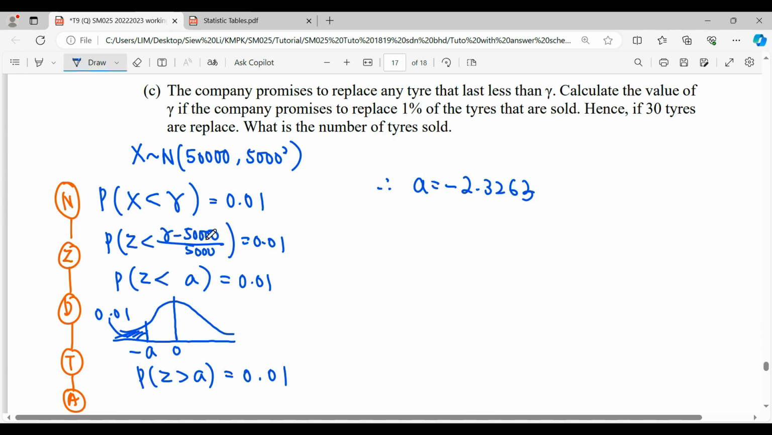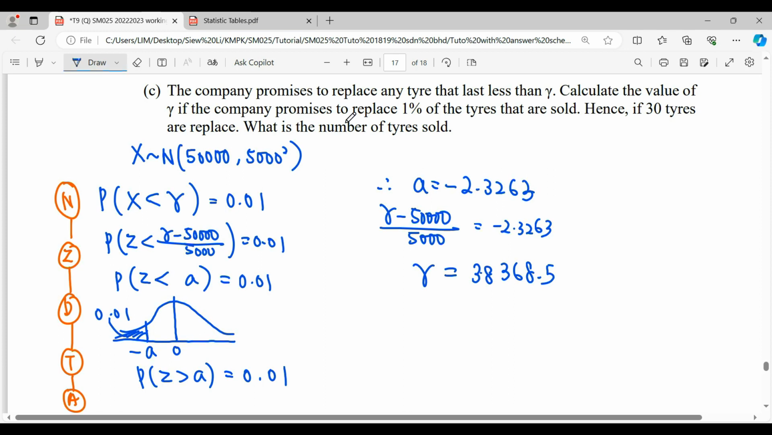So we substitute the symbol A with gamma minus 50,000 over 5,000 so that we can find out the lifespan, gamma. So here we have 38368.5. After finding gamma, they say there are already 30 tyres that were replaced.